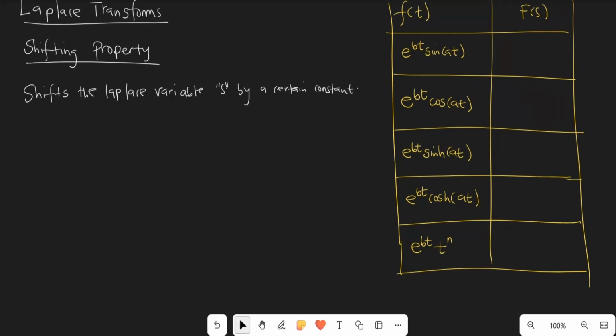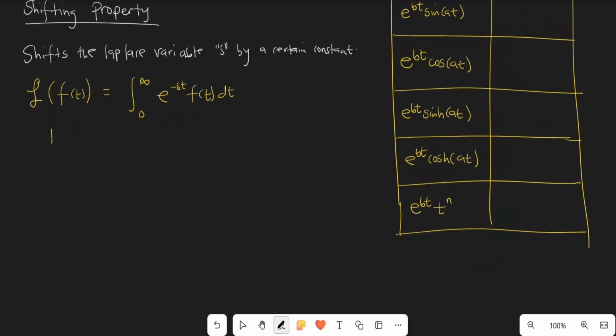If we recall the definition of the Laplace transform, if we have the Laplace transform of a function f of t, this is equal to the integral from 0 to infinity of e to the negative st f of t dt. This is the same as capital F of s, which is equal to the integral from 0 to infinity of e to the negative st f of t dt.